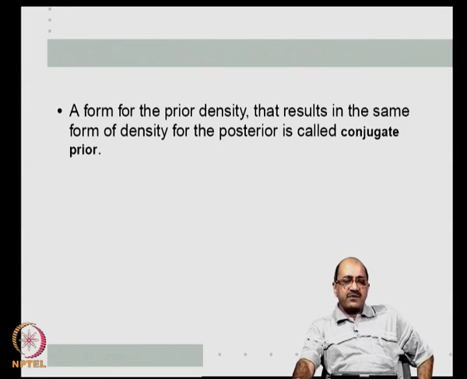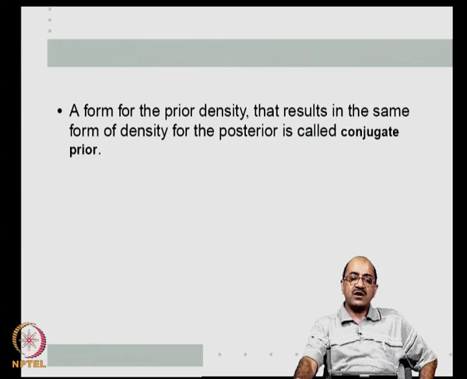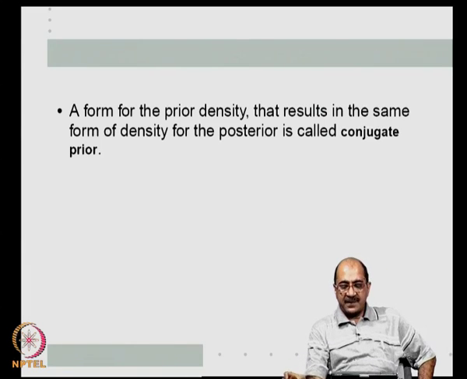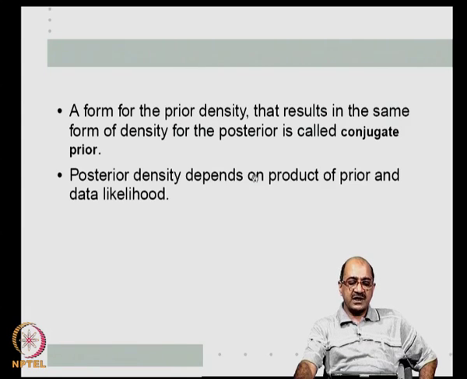We also talked briefly about what are called conjugate priors last class. A form for the prior density that results in the same form for the posterior density is called a conjugate prior. So, if the prior is normal, and we want the posterior also to be normal, then the prior is conjugate. For a particular problem, if I choose the right form for the prior density, then the posterior may also become a density of the same class. Such a prior is called a conjugate prior.